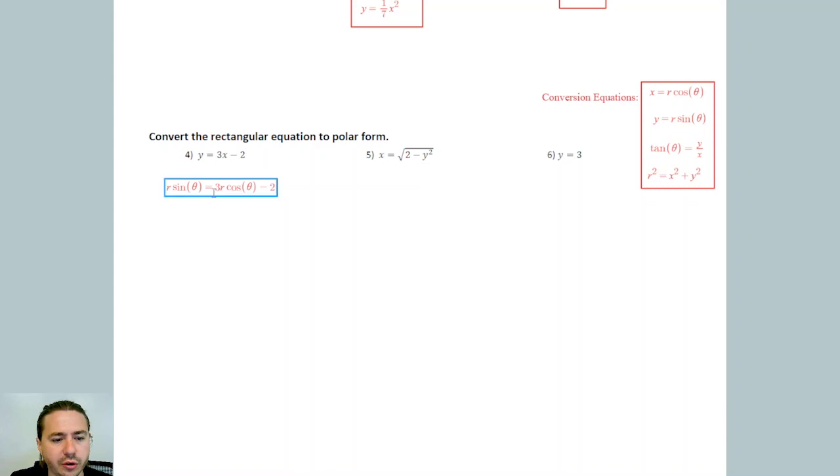The first thing we want to do is subtract this term, this 3r cosine theta, from both sides to effectively move it to the left side of the equation. So we get r sine theta minus 3r cosine theta equals -2. Now, how this helps us isolate r is that on the left-hand side, we've got an r in both of these terms, so we can factor it out as a greatest common factor, a GCF, and be left with sine theta minus 3 cosine theta inside the parentheses.